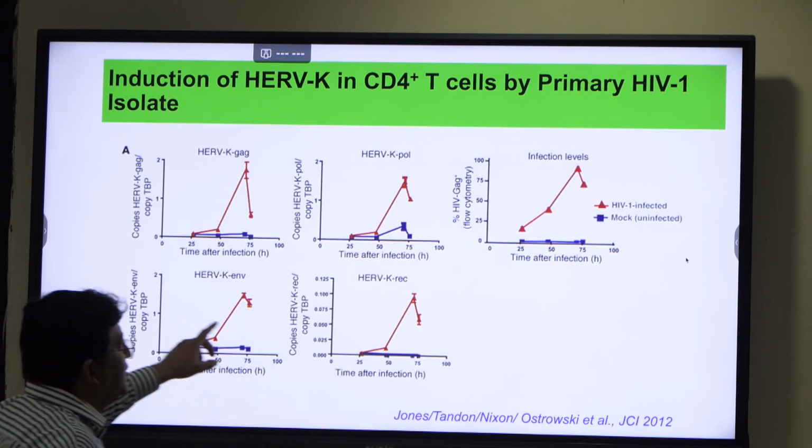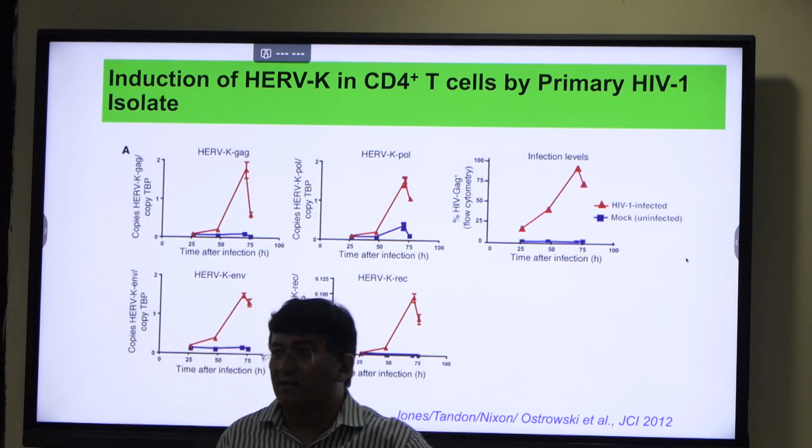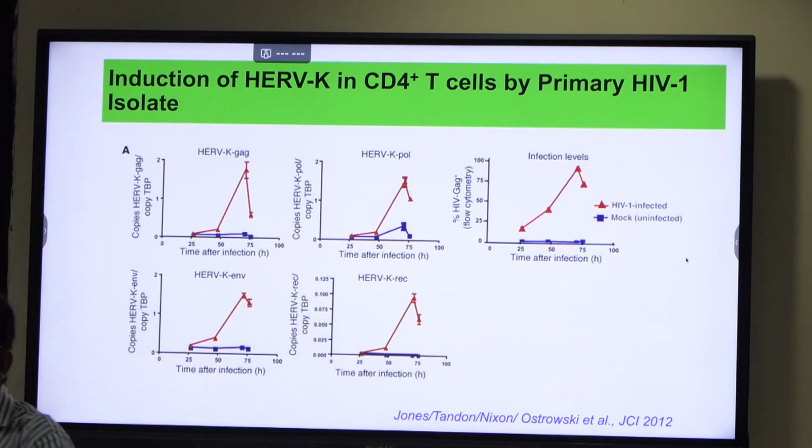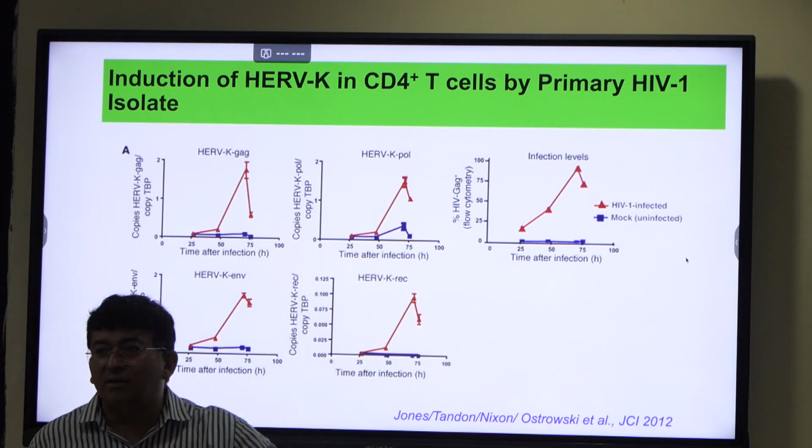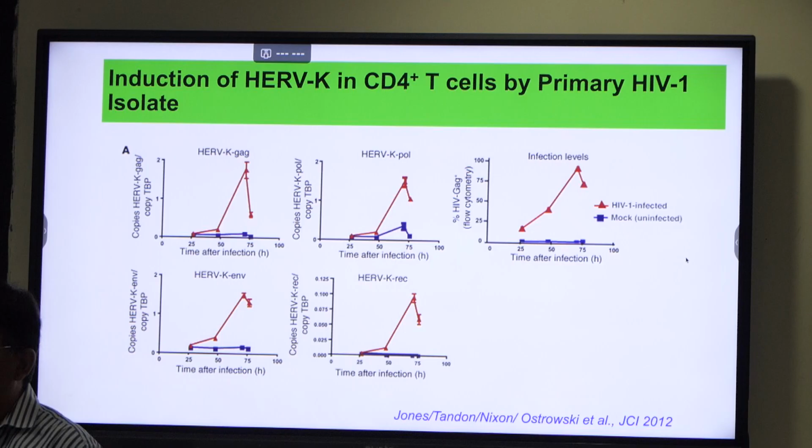The blue line that you see is a mock uninfected. This mock suggests that there is no upregulation of human endogenous retrovirus. Only HIV is doing that. The further decrease in this HIV HERV expression is because cells start dying because you infected them with HIV, right?